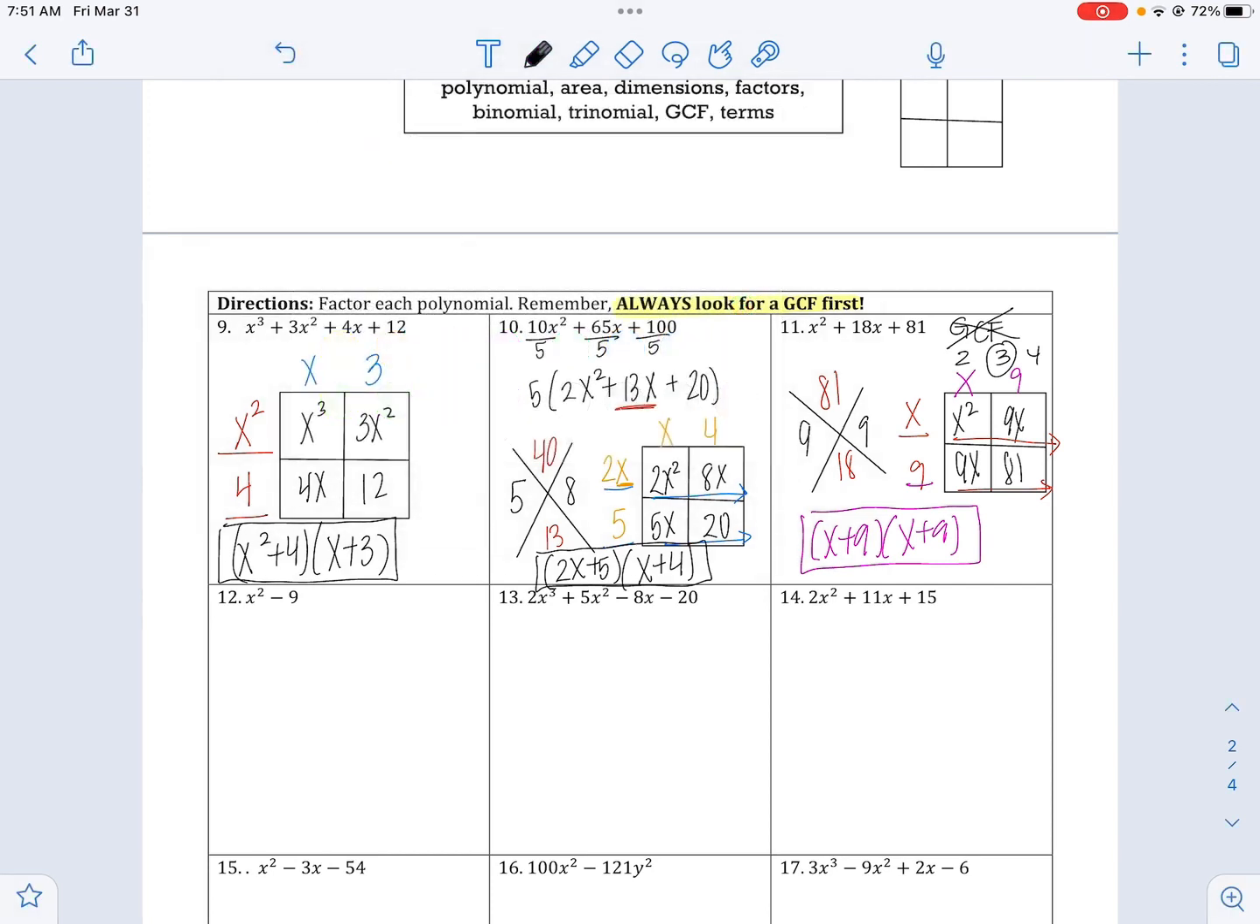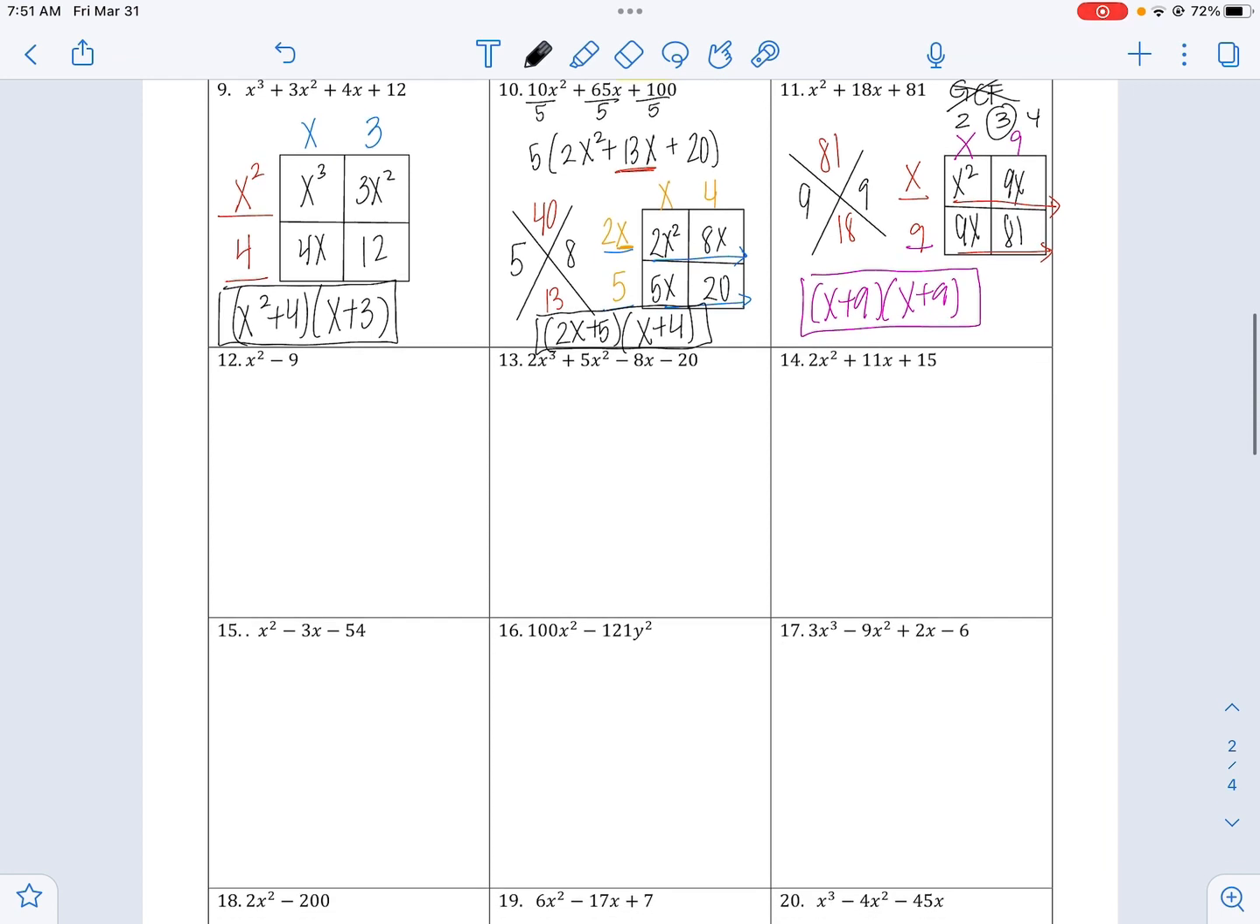Okay, let's go ahead and do number 12. All right, so do we have a GCF? No. 2 terms, 3 terms, or 4 terms? 2 terms. Do these 2 terms have a subtraction sign in between them? Yes. Are they 2 squares? Are they both squares? X times x gives me x squared, and 3 times 3 gives me 9. So yes, they're both squares.